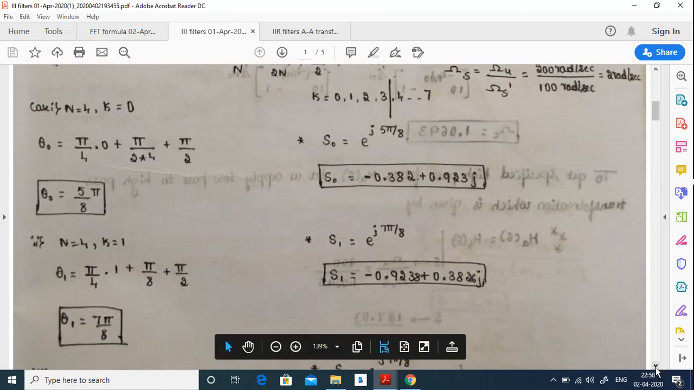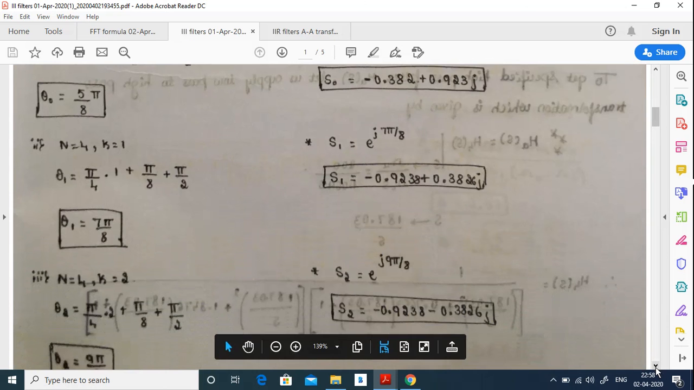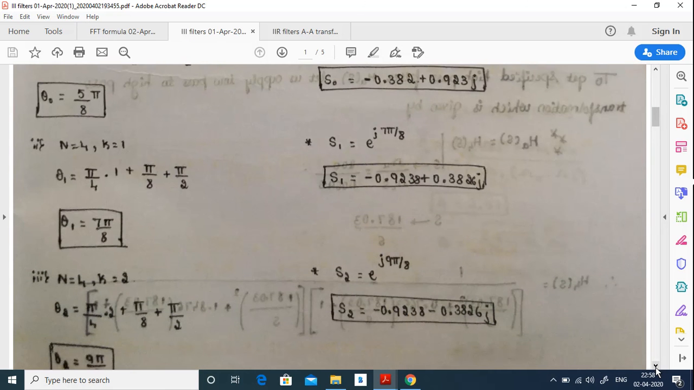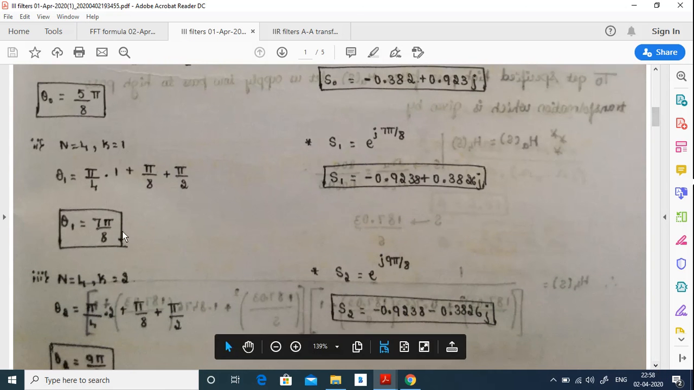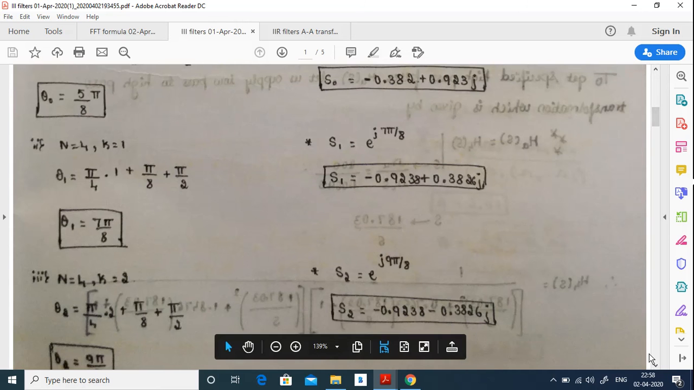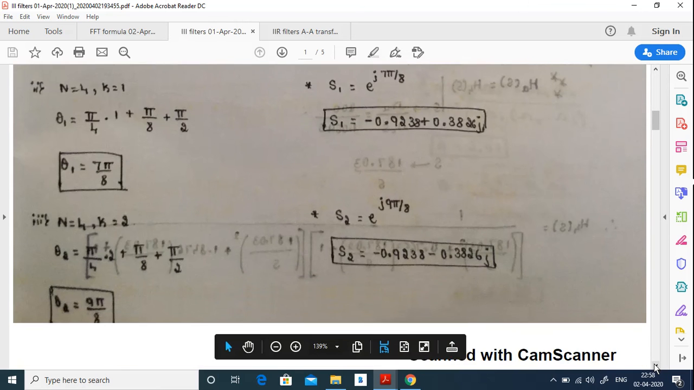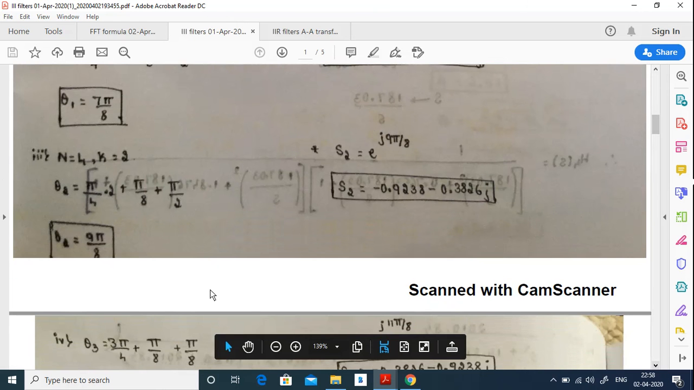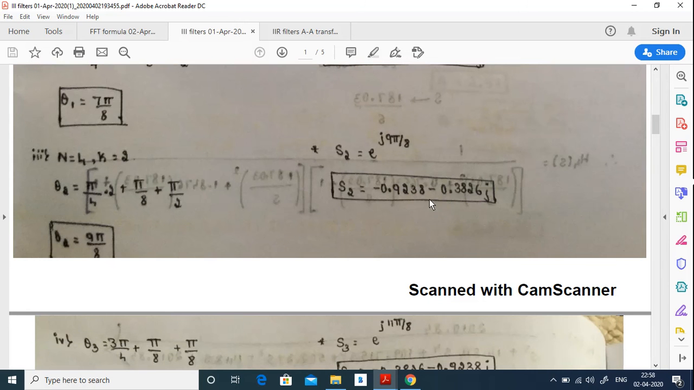Next, similarly, find the next value of theta, which is theta 1. That is, when k is equal to 1, it is equal to 7 pi by 8, and s1 is equal to minus 0.9238 plus j 0.3826. Similarly, find the remaining 2 poles. That is, when k is equal to 2, you will get theta 2 is equal to 9 pi by 8, and s2 is equal to minus 0.9238 minus j 0.3826.